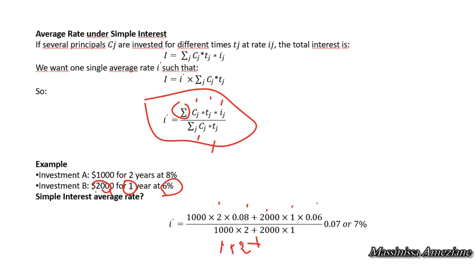So this is how you can find the interest, the accumulated value or the future value, and how to find the average interest rate in case we have different investments for different times and different interest rates.